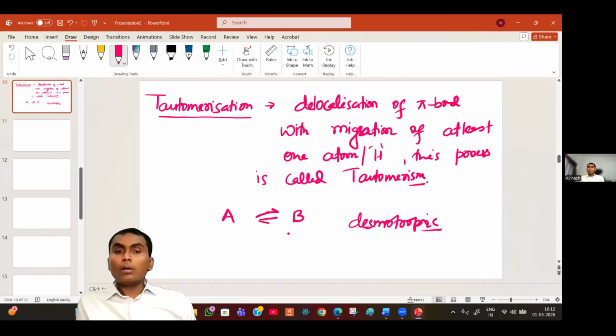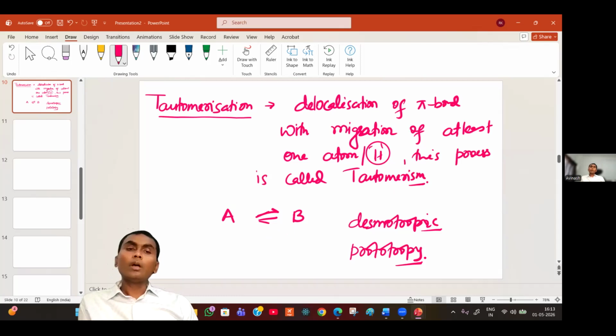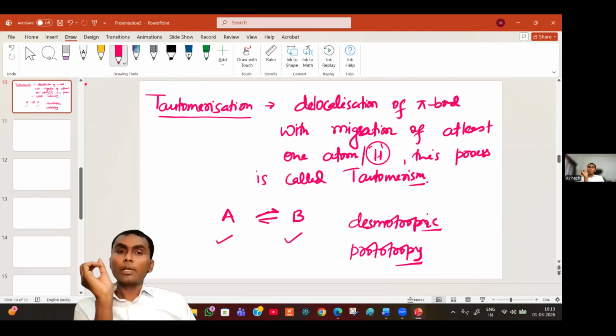In this process, there is a migration of H plus, so it is also called prototropic. The names desmotropic or prototropic are used because there is a dynamic equilibrium between these structures and a migration of H plus in this process. So there are other names for tautomerization also.